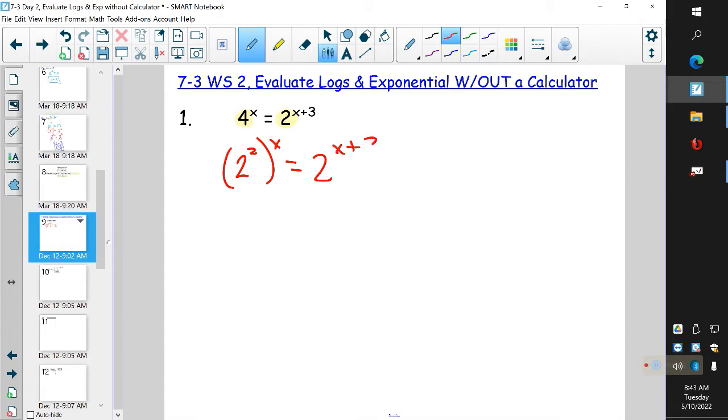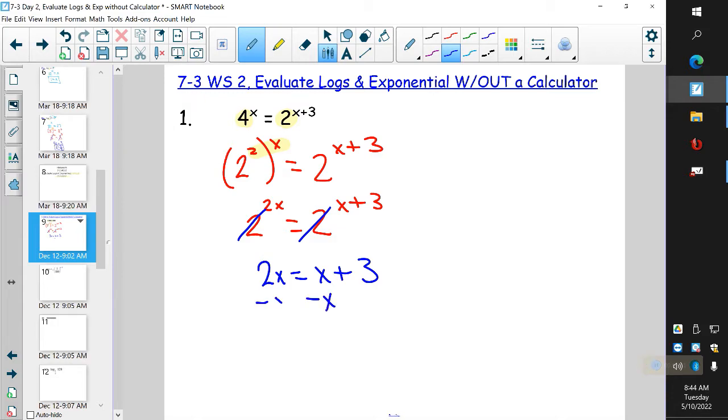And I'm going to keep the right-hand side. I'm going to multiply those exponents together to give me 2 to the 2x is equal to 2 to the x plus 3. Then I'm going to cancel off the bases because they're the same and set the exponents equal. And now I'm going to solve for x by subtracting x to give me x is equal to 3. That's number 1.